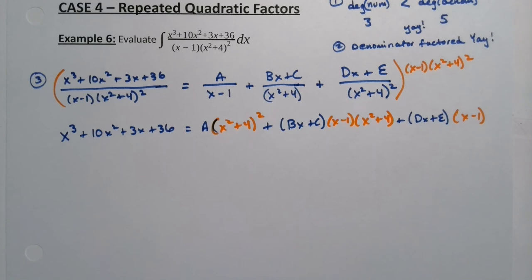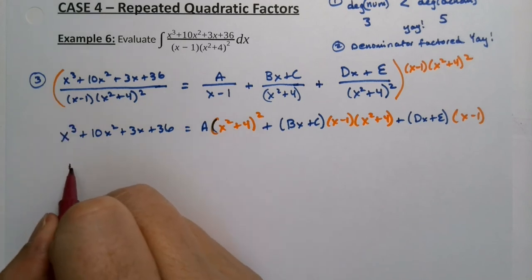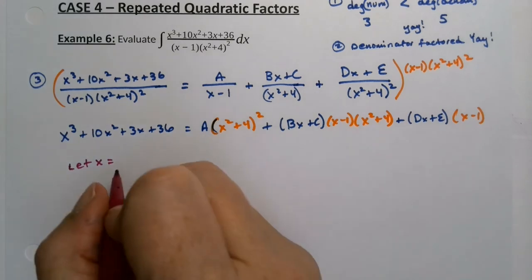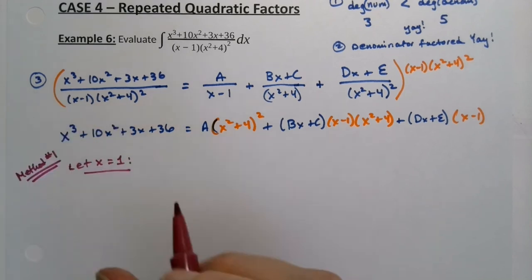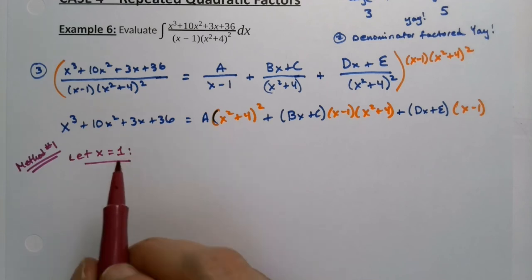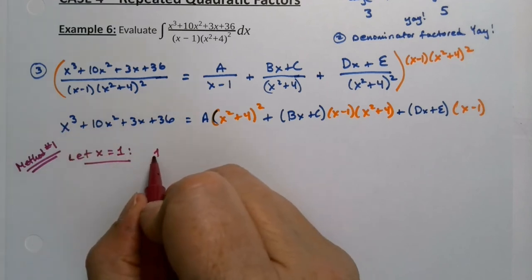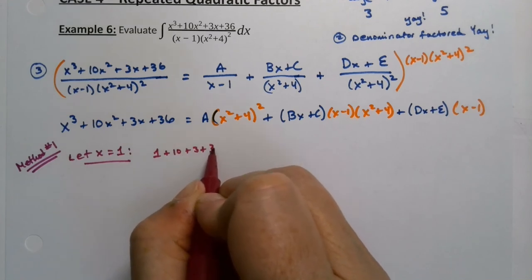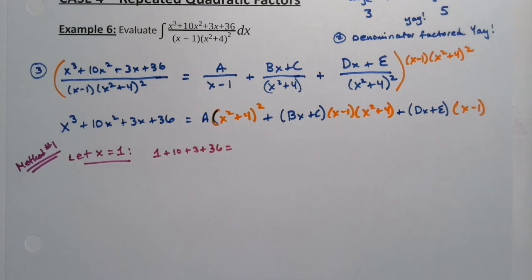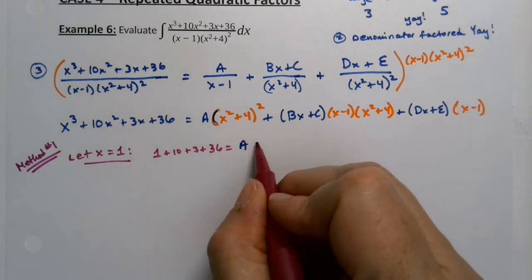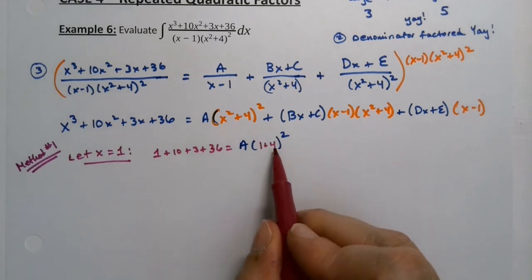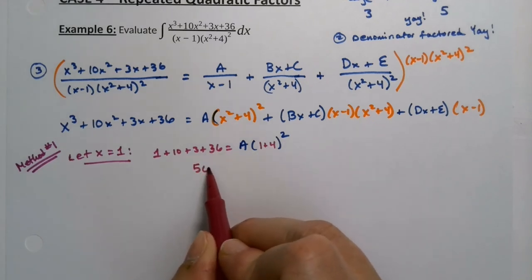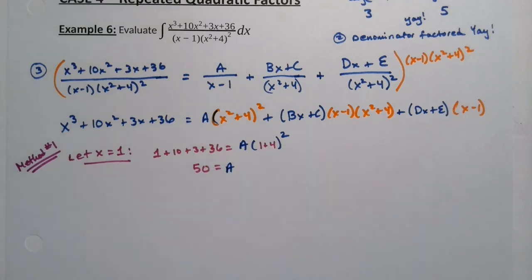However, there's one exception to that, and that's A. We could find A if we just let x equal 1. Because if we let x equal 1, this is method 1. But we're kind of limited in method 1, you'll see. So if I let x equal 1, then I'll get 1 plus 10 plus 3 plus 36 equals A times 1 plus 4 squared, because 1 squared is 1, right? Okay, so that's 5 squared, and this is 50. So 50 equals A times 25, right?